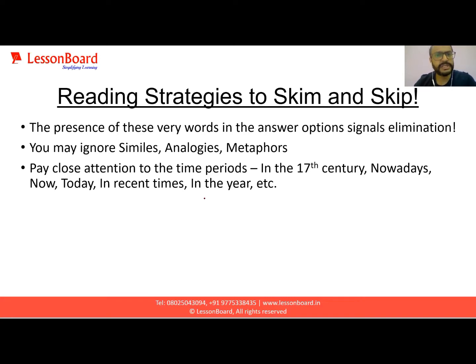Okay, so these are some reading strategies to quickly skim and skip. You should use them effectively in order to go through your passage and in order to save some time. If you can do that, you are on the right track. Now we'll go to some option elimination techniques.